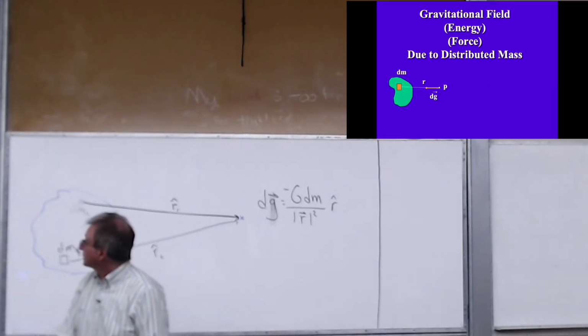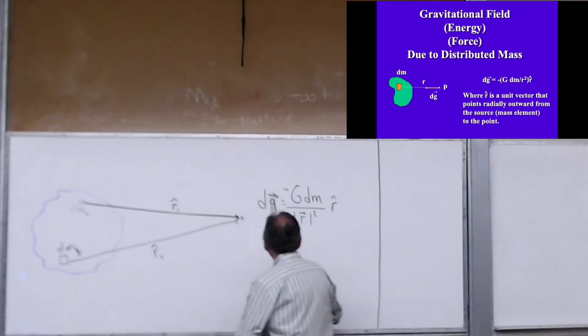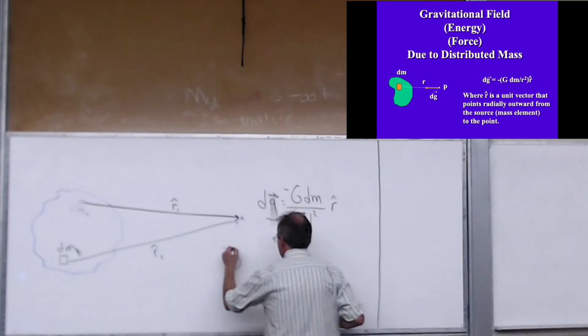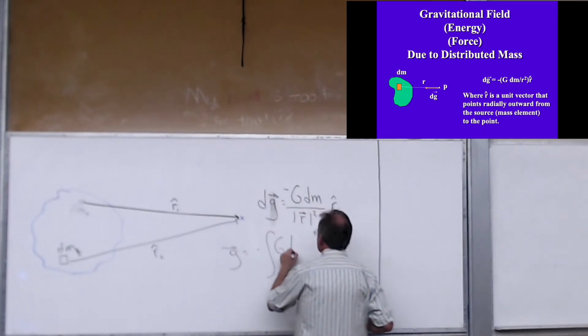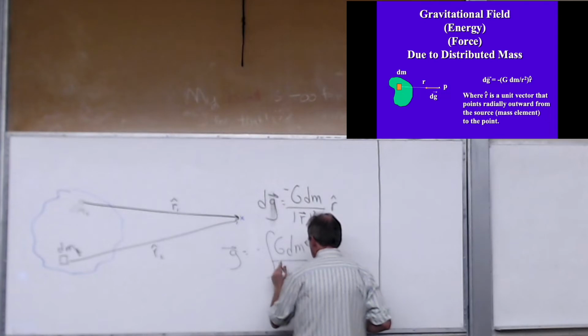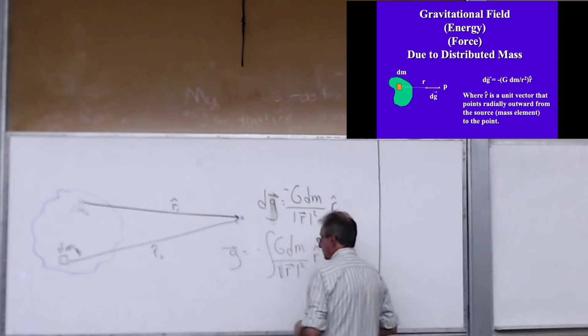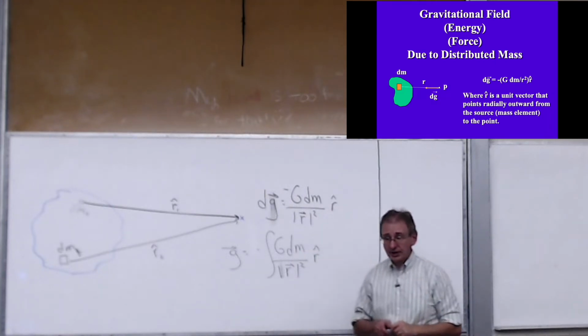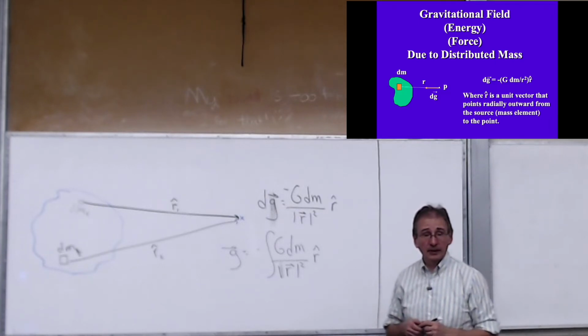So, what does that mean? Well, I just set up this thing. I go, G is minus the integral of G dm over R squared R hat. So I set up this integral. So that's how we calculate the gravitational field.